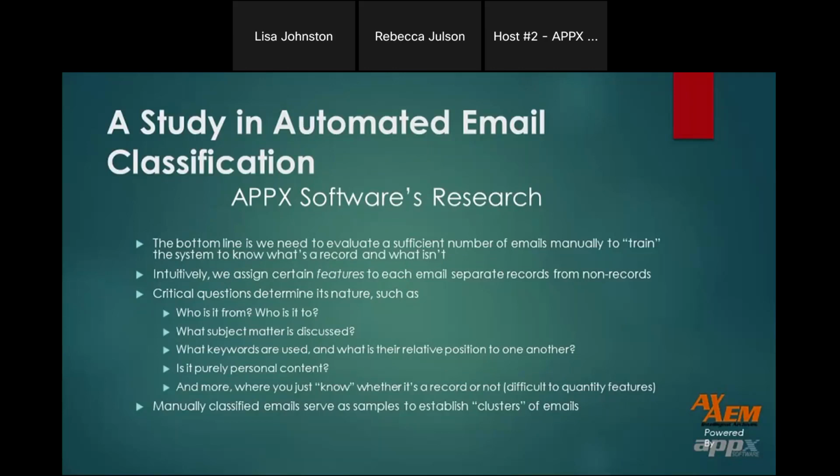When we're doing things manually, we intuitively assign certain features to them. We look for certain keywords or certain arrangements of words to help us determine whether it's a record or not.